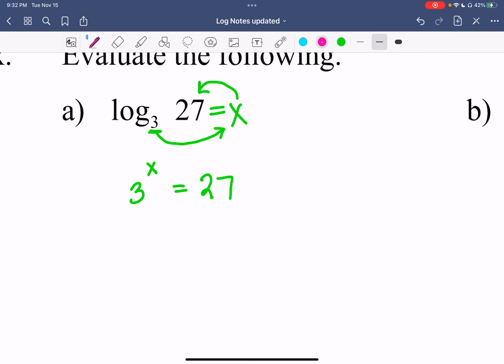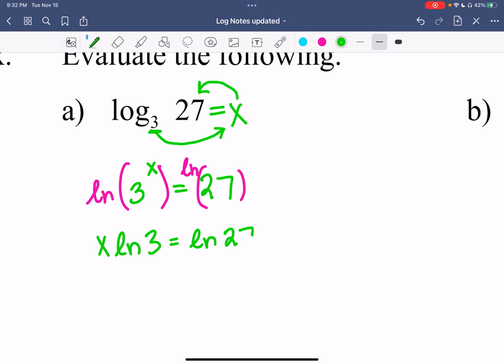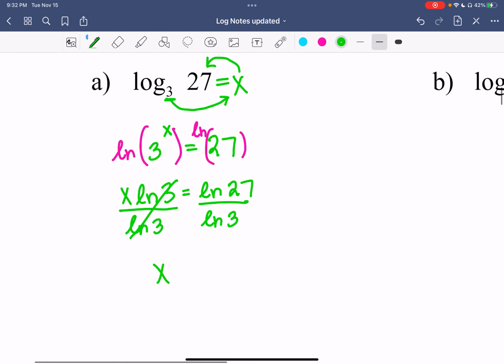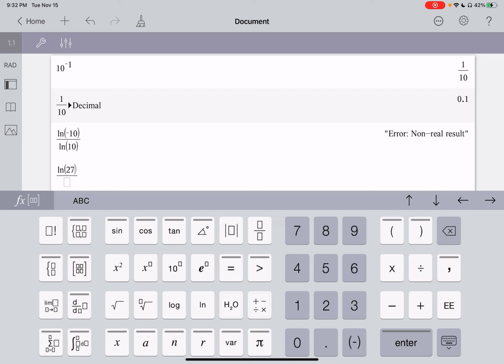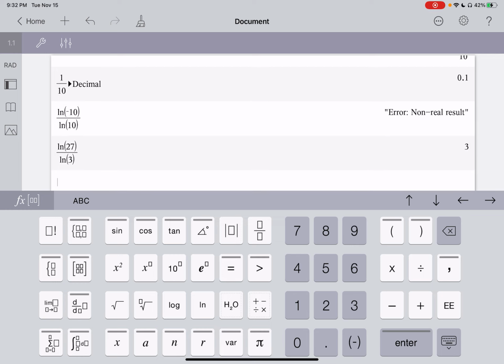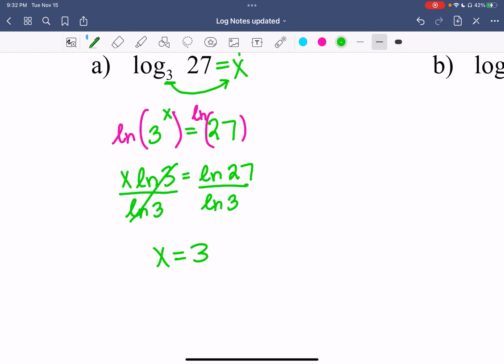To bring the variable down, you're going to take the natural log of both sides. That gives you x times the natural log of 3 is equal to the natural log of 27. You want to get x by itself, so you're going to divide out whatever is being multiplied by x, and then we're going to put this in the calculator. Natural log of 27 divided by the natural log of 3, and we get 3. So x equals 3.